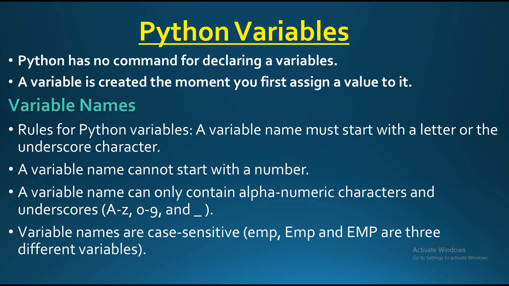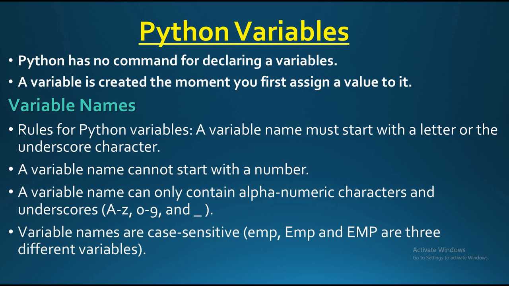If you want to write a variable and assign a value, just write a is equal to some value. Suppose I want to put the value 5 in a. We can write in a simple line a is equal to 5. Okay, so variable names. Rules for Python variables.